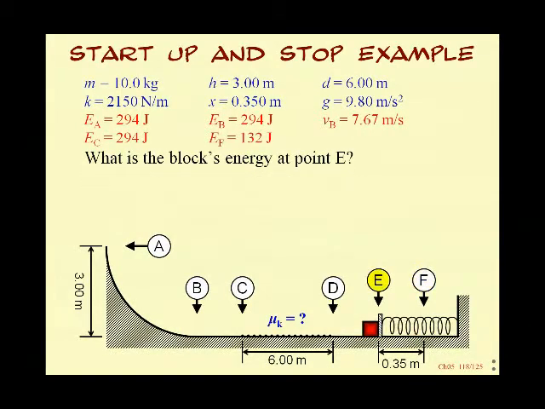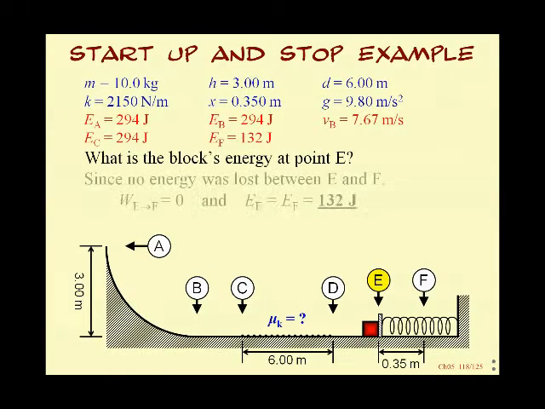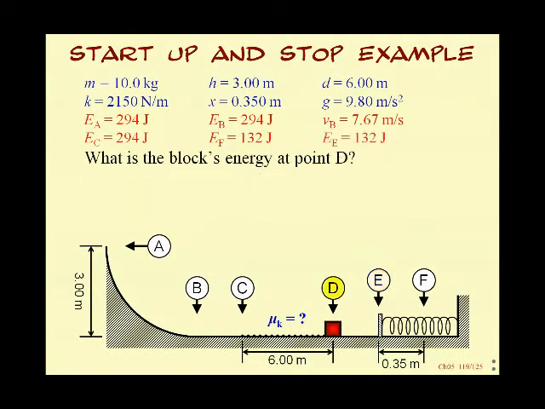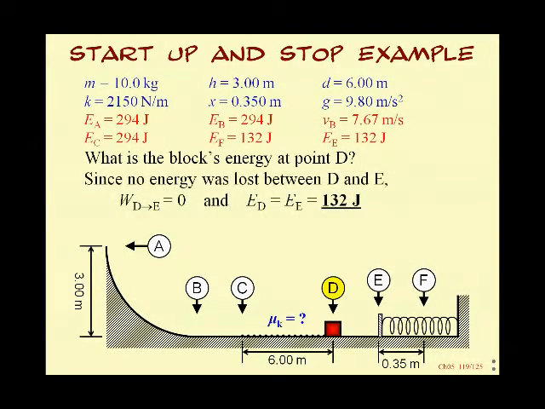So when we play that backwards again and we say, well, what's our energy at point E? Well, that's going to be the block's energy that was devoted to the spring, so it's going to be the same as it was at F, except now the spring energy is 0, all that energy is in the block. At point D, there's no reason that the energy at point D should be anything other than what it was at point E, so we'll just set that equal to 132 joules.